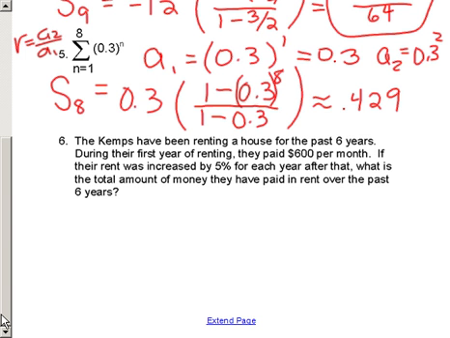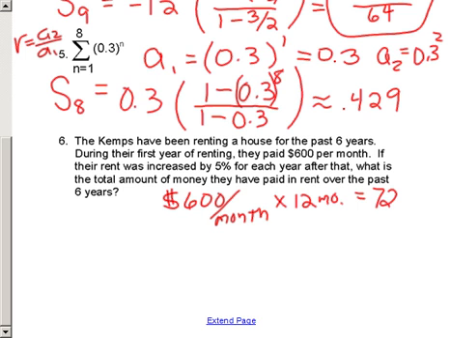So first of all, how much did they pay in the first year? Well, they paid $600 a month. Okay, so how much did they pay the first year? Good, times 12. 72,000? I believe it's 7,200. I hope.